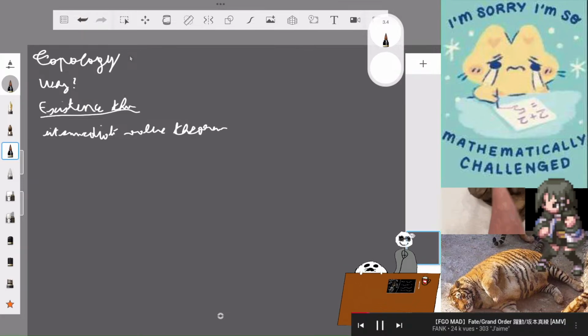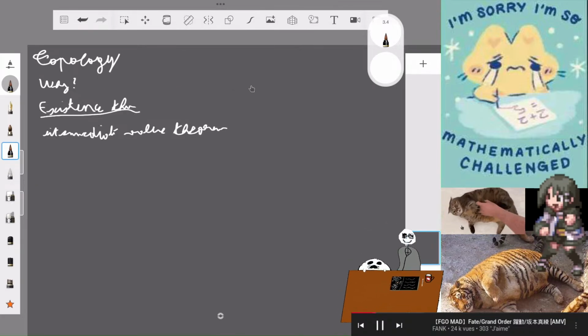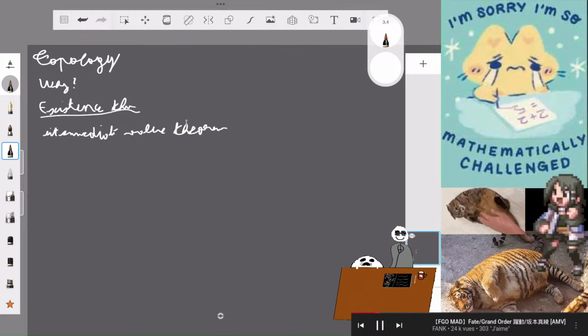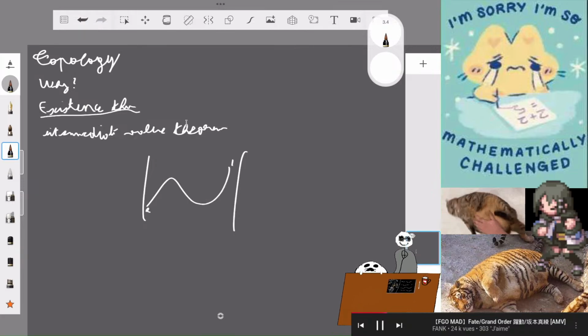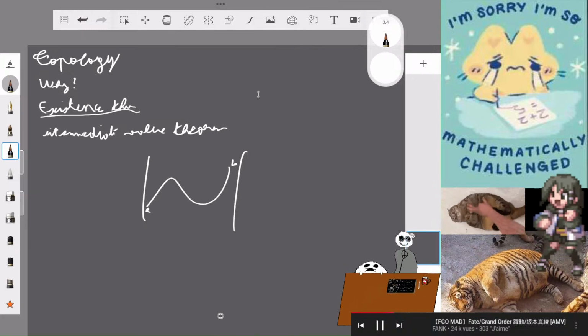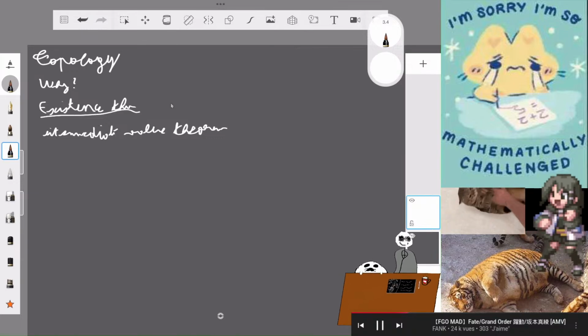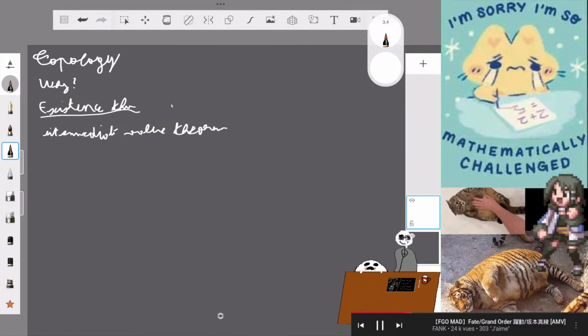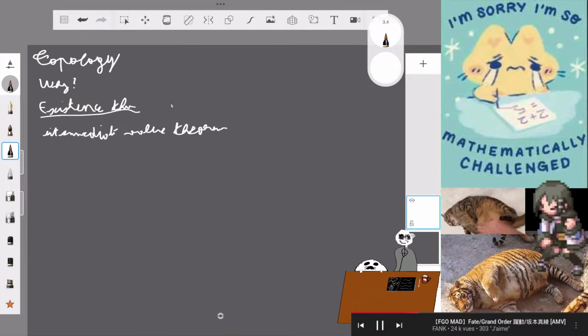In mathematical analysis, the intermediate value theorem states that if f is a continuous function whose domain contains the interval a and b, then it takes on any value given between f(a) and f(b) at some point within the interval. I also forgot to make a new layer. There you go, easier to clean up.